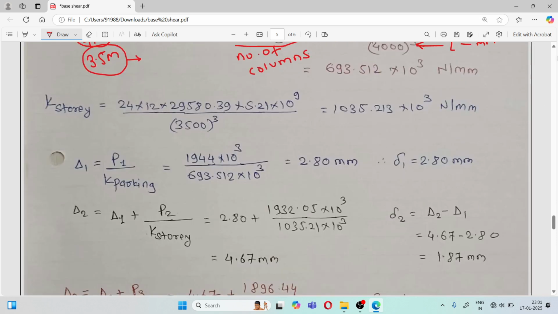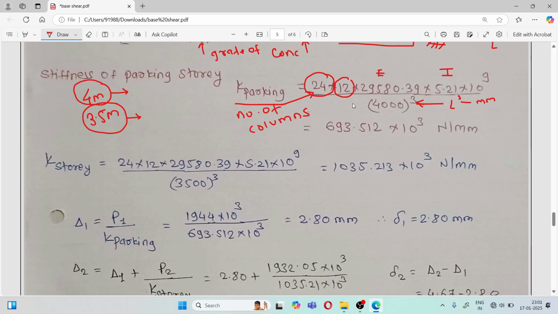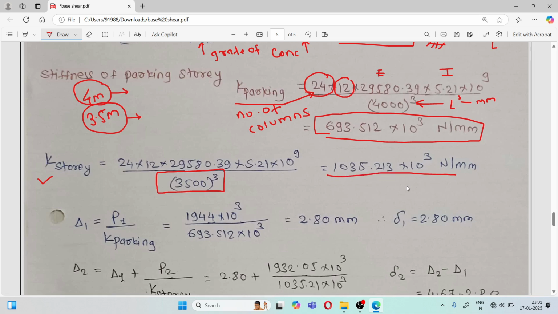So this is how you can get the stiffness for this story. It is very simple. Similarly, you can calculate the stiffness of the other stories. Now the only change will be the height. So now the height is 3500, that is 3.5 meter. So you will get the stiffness here for the other stories.